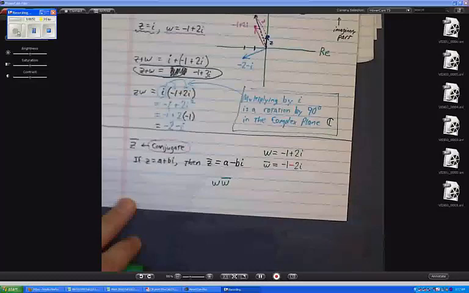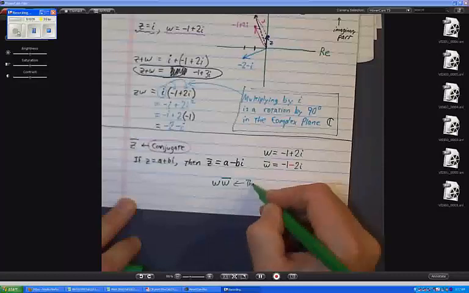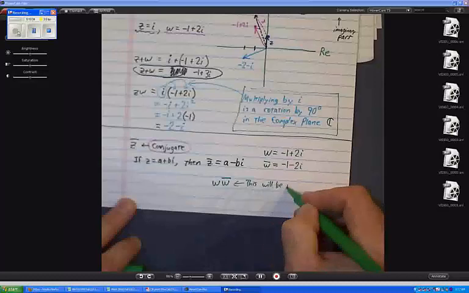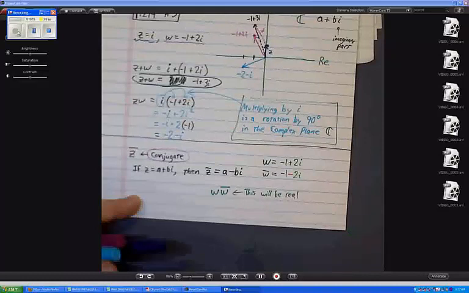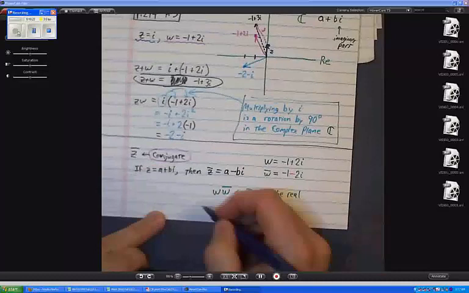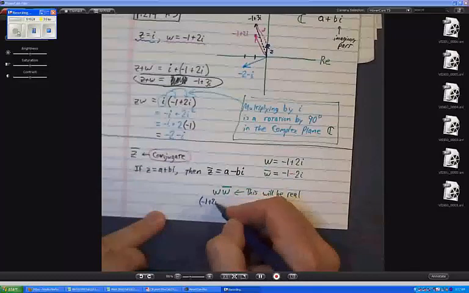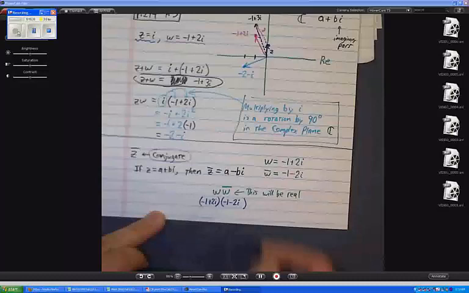It's not that nice. But what I'm going to tell you is this will be real. WW bar is going to be a real number. Let me prove it, at least let me demonstrate it for this example. So I need to do -1 plus 2i, that was W, and let me multiply by W bar, and that's -1 minus 2i.